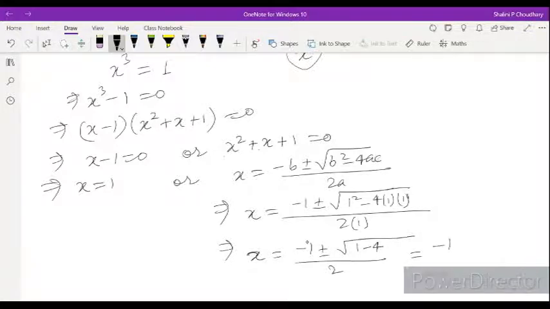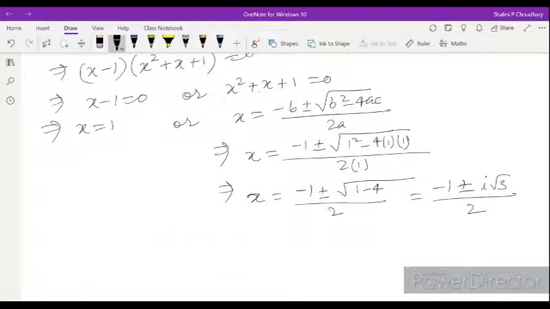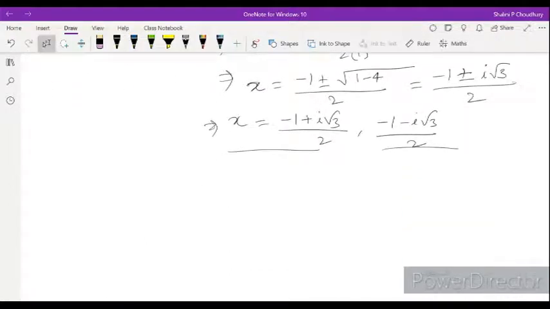1 minus 4 we can also write as minus 3, square root of minus 3, and square root of minus 1 will be equal to i, and square root of 3 as it is we'll write here. So basically we got one value here, and for x there will be 2 values. One will be minus 1 plus i root 3 upon 2, and second is minus 1 minus i root 3 upon 2. So these are the 3 values for x. So there are cube roots of unity, 3 roots. Cube roots means 3 roots.